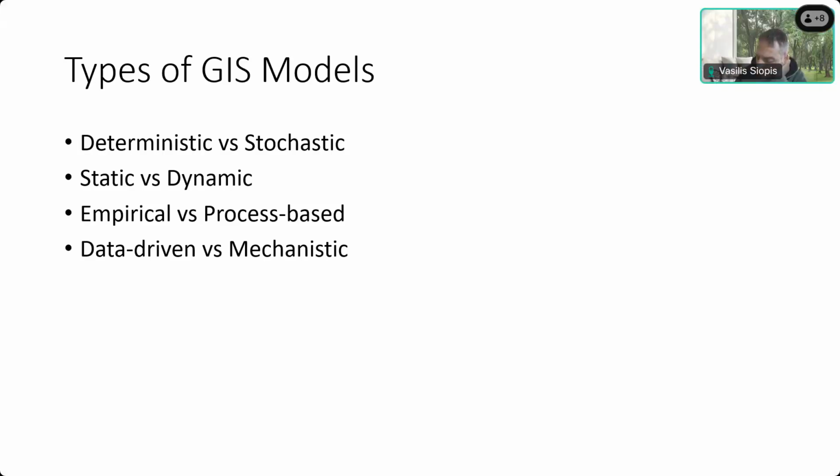Can I ask something? Questions? The mechanistic model, isn't it very similar to the deterministic? Not exactly, it's closer to the process-based, because some processes, and I will tell you why, may also have equations. They're very, very specific. So the process-based can be very correlated to the mechanistic kind of models.